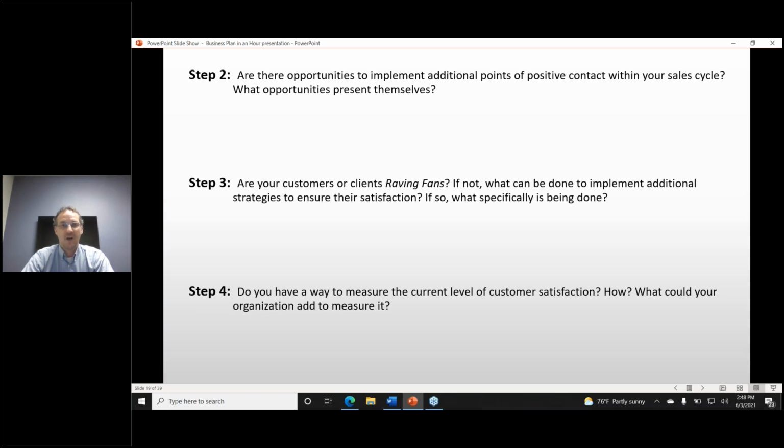That could be follow up after you make a sale. It could be thank them so much for coming in. We look forward to seeing you again. Ask them for feedback. Do you have a way to measure the current level of customer satisfaction? How and what could your organization add to measure it?